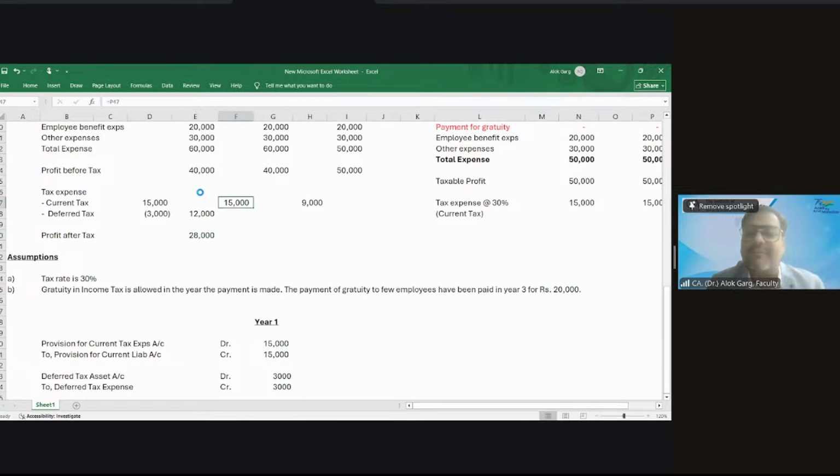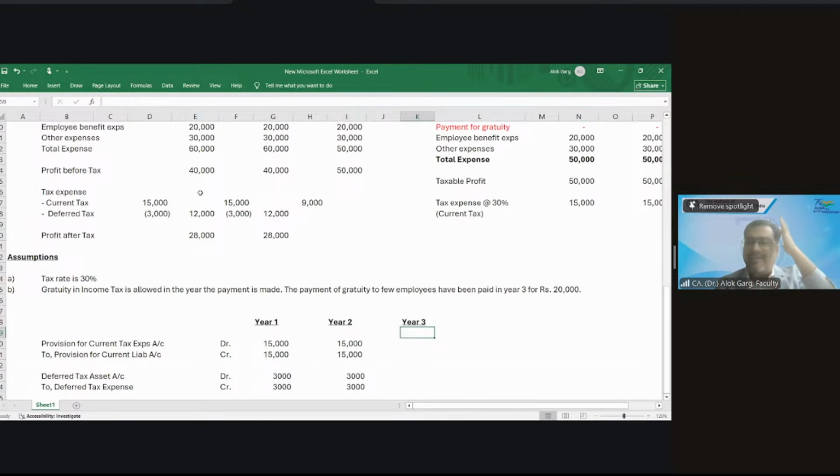What about the second year? Same? Yes, same. So again, minus 3,000 will be your deferred tax. Deferred tax income means negative deferred tax expense, right? And this is my profit after tax. What about the third year? Your current tax is 9,000 only. Year 2 has the same numbers, 15,000 and 3,000. What happens in year 3? Plus 3,000.